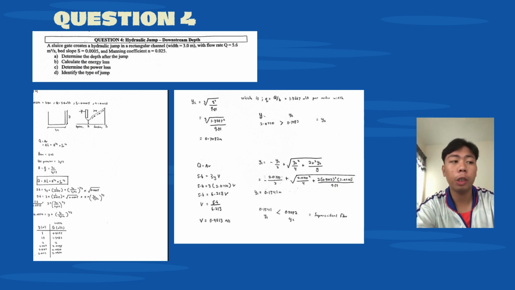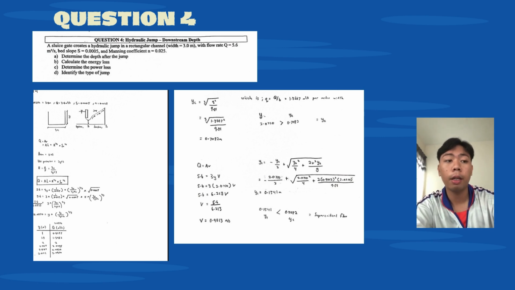Okay, so after that we find YC. The formula is the cube root of Q squared over 9.81. So we get the answer for YC is 0.7082 meter. Okay, after that we must compare the Y we get and YC to determine whether Y we get is Y1 or Y2. So after we compare, Y we get is bigger, so that is Y2. So we must find Y1.